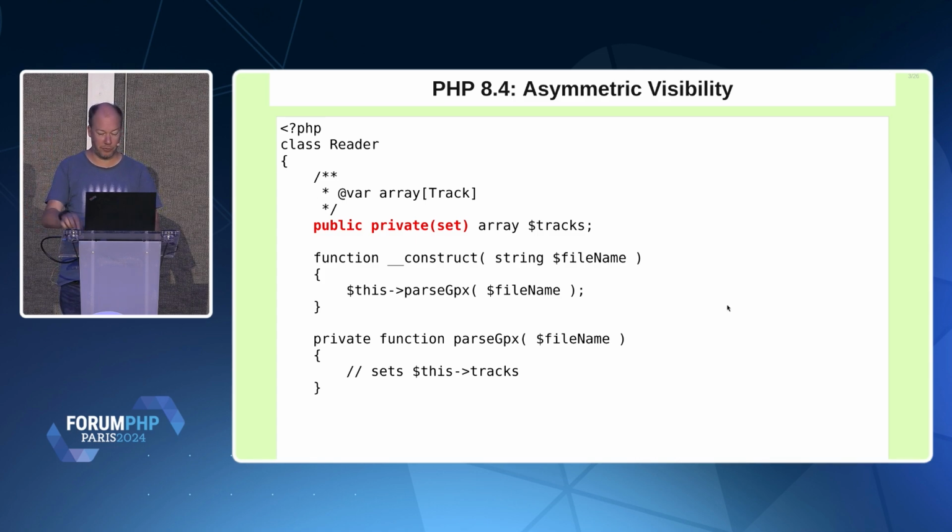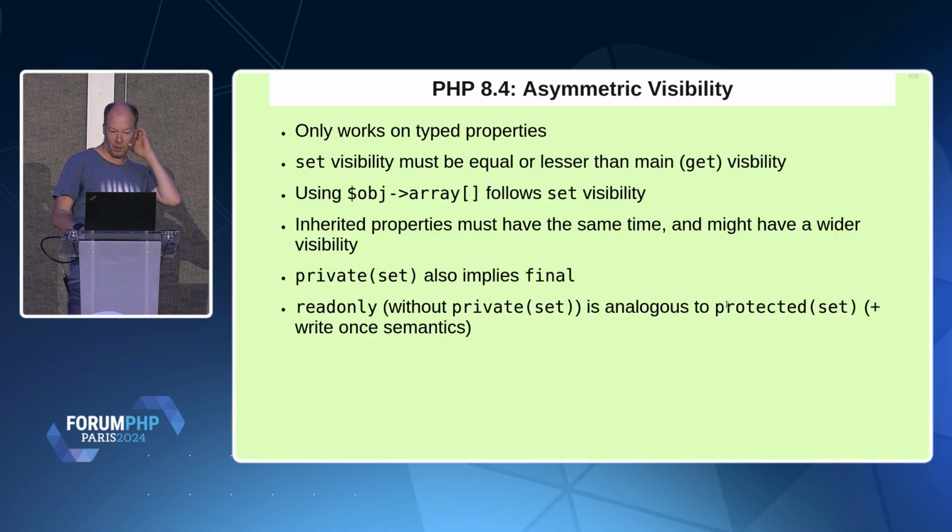There's actually a shorter version of this as well, where you can just leave out the public, because that's implied if you just do private set. And that, of course, then means that you can throw all your getter code away, because you don't need this anymore. You can just access the property. So that's asymmetric visibility.